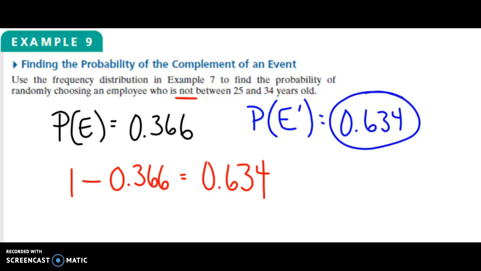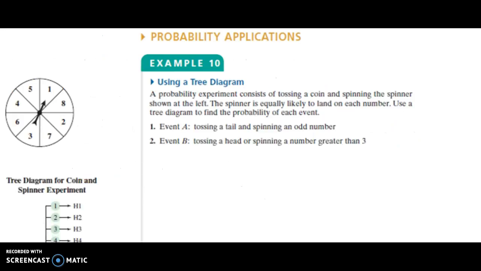So which is more likely, choosing someone between 25 and 34 or not choosing someone between 25 and 34? And since it's greater than 50%, not choosing someone is greater.